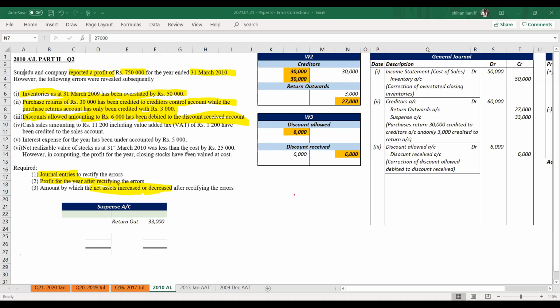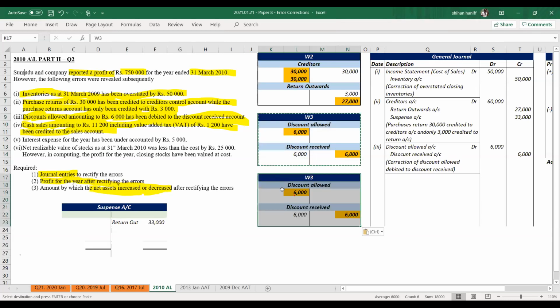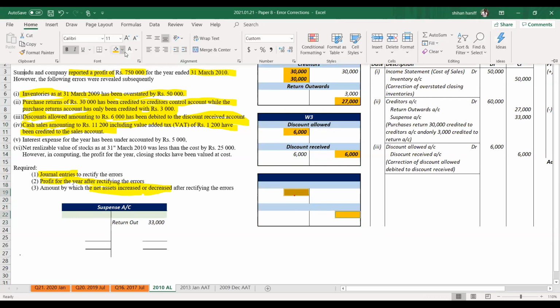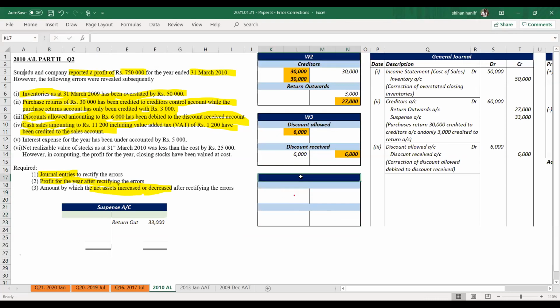Okay. Number 4. Cash sales 11,200, including VAT of 1,200, have been credited to sales account. So 1,200 is VAT. We can't credit the VAT into the sales account.